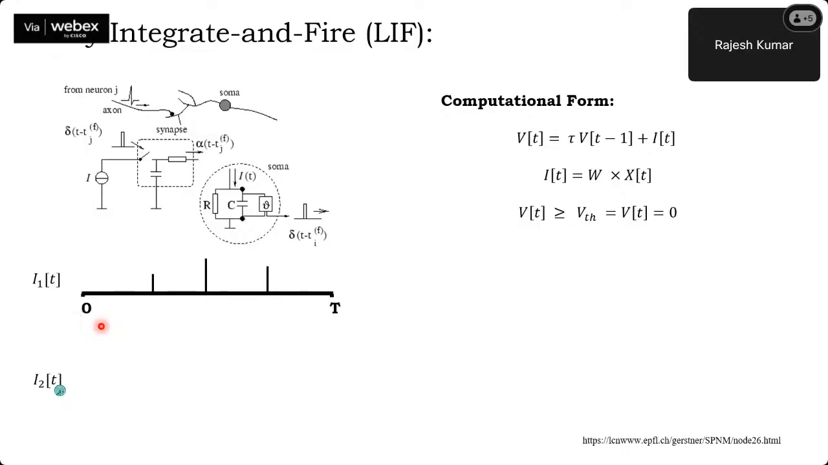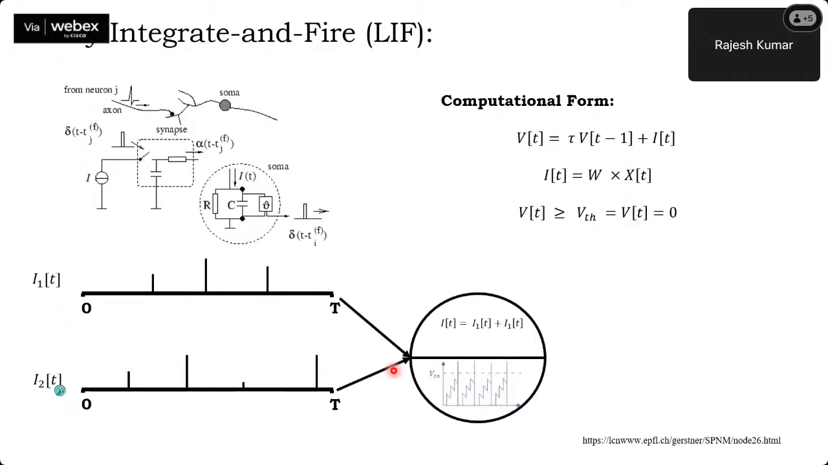Let's move to this part. I have one input which is these pulses, and then I have another input which is these pulses, and then I sum them up, and then they pass through the threshold, and then they generate output. So you can see everything is generated in the form of these pulses.